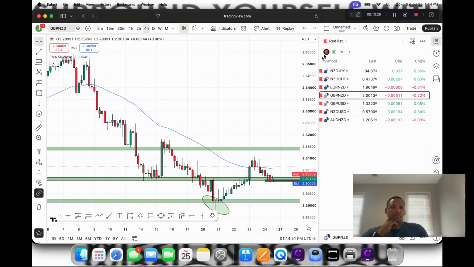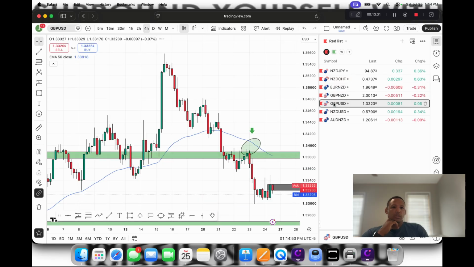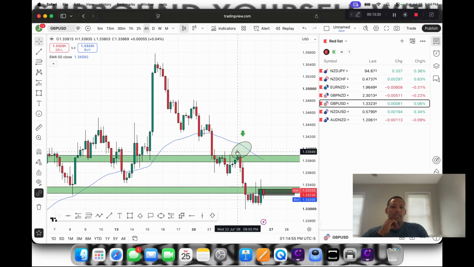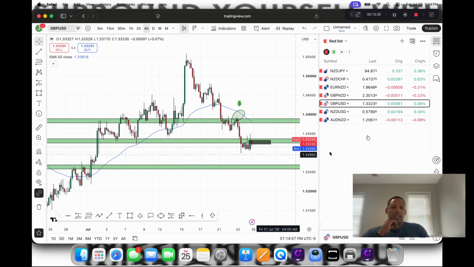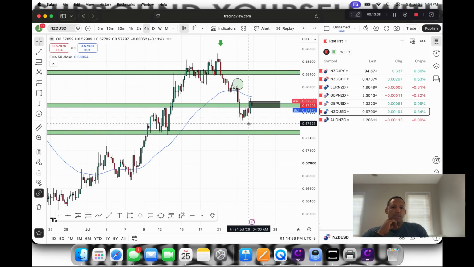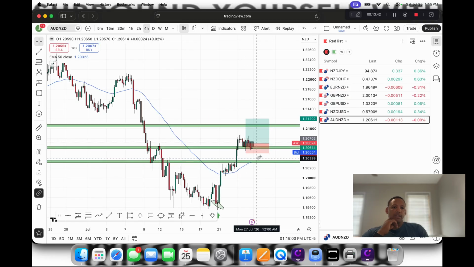So, GBP USD, break, retest, looking to sell. NZD USD, break, retest, looking to sell. AUD NZD, of course, we're looking to re-enter. So these are the trades that I'm looking to take. Hopefully you can take something from it. Man, and just keep pushing.